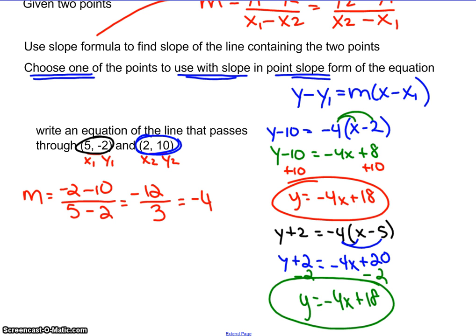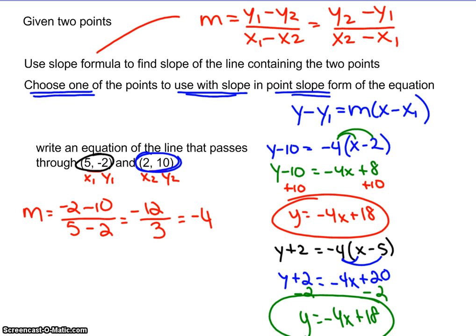So it's just a process. You've got to be able to use formulas. Have them in front of you as you're working these through. All right, good luck with that.